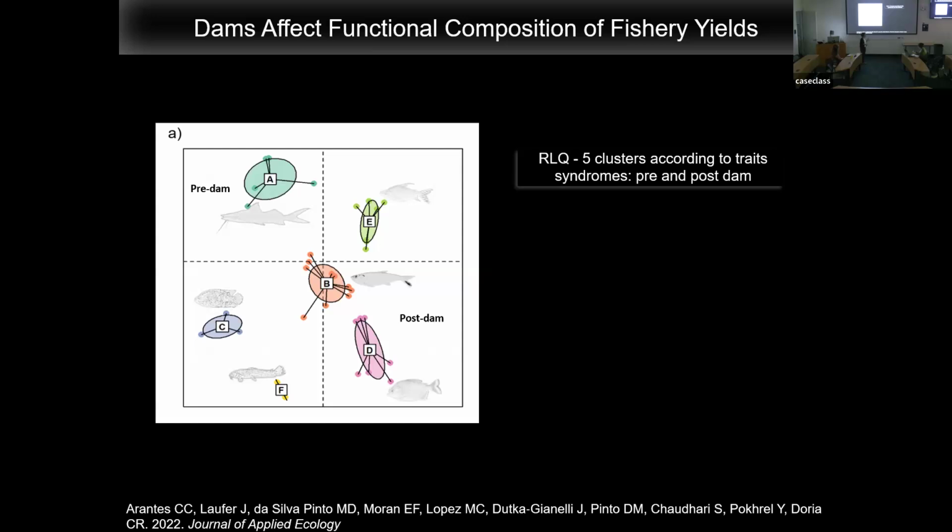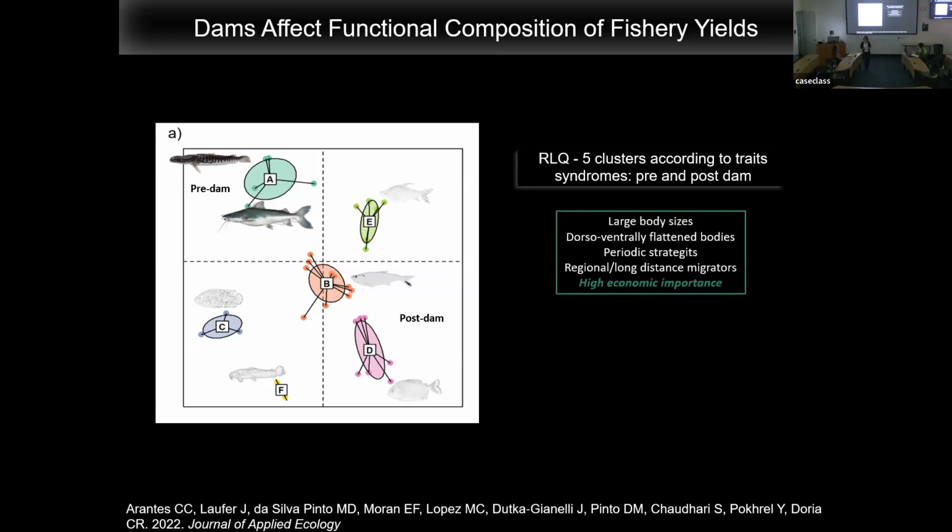And this is the result of an analysis that is called the RLQ. It's a multivariate analysis again, so you can see this multidimensional space with 5 species clusters that are organized, or clumped together, grouped together according to trait syndromes that were associated with pre and post dam construction periods, or the environmental conditions associated with these periods.